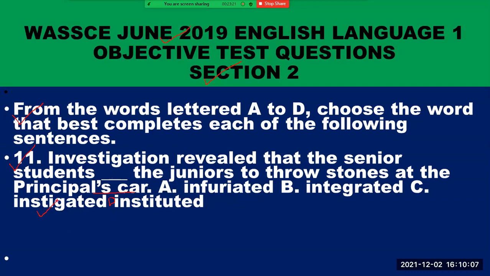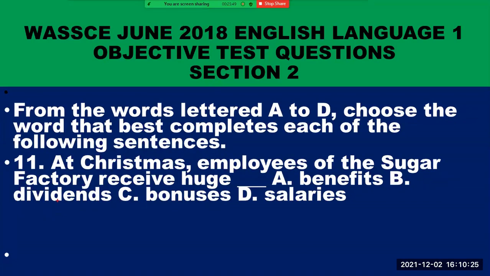But take note of the fact that we are dealing with the same pattern of questions that we dealt with in 2020. That's what we are dealing with in 2019, section 2. And then let's now go to 2018. Again, I advise you to take note. WASSCE June 2018, section 2, objective questions. The instruction is the same. From the words lettered A to D, choose the word that best completes each of the following sentences. Then the same question 11 starts section 2, 2018. The same thing we saw in 2019, section 2, and in 2020, section 2.